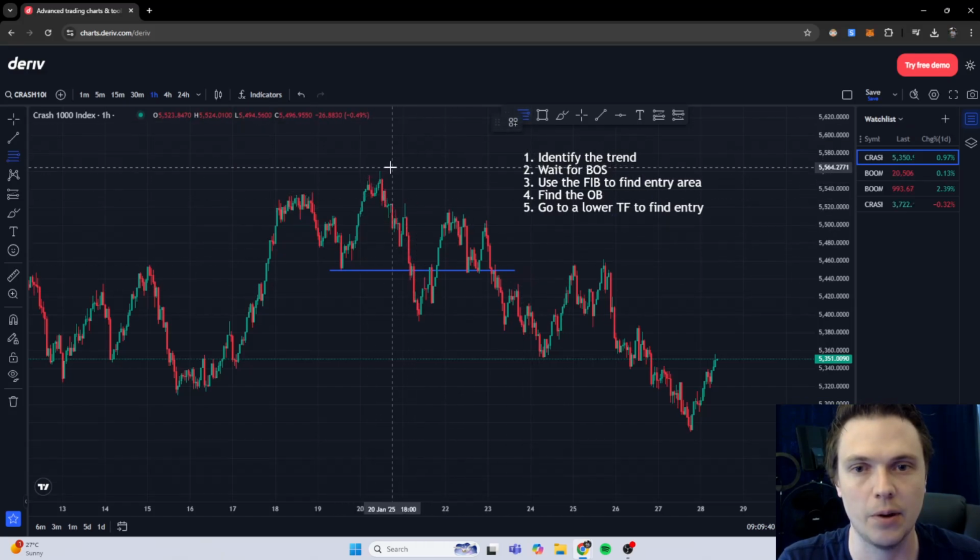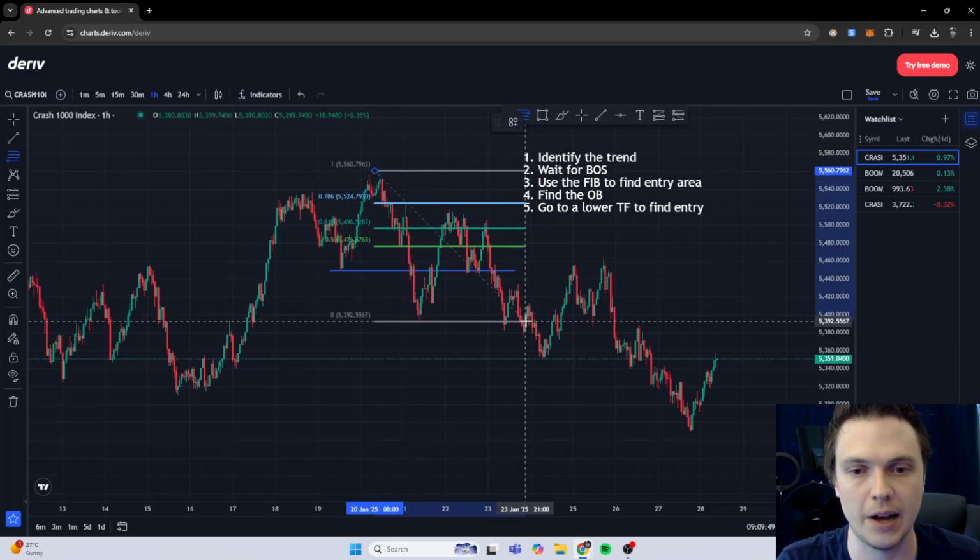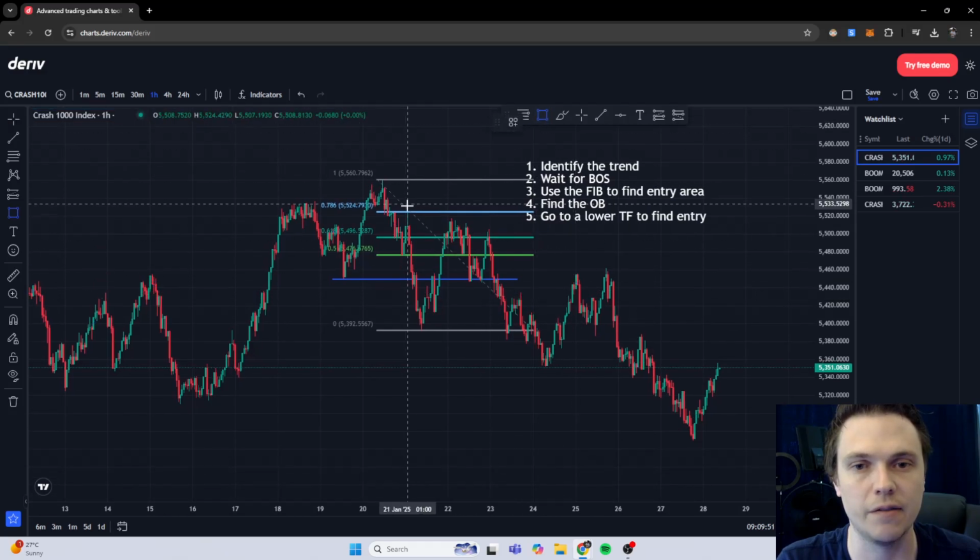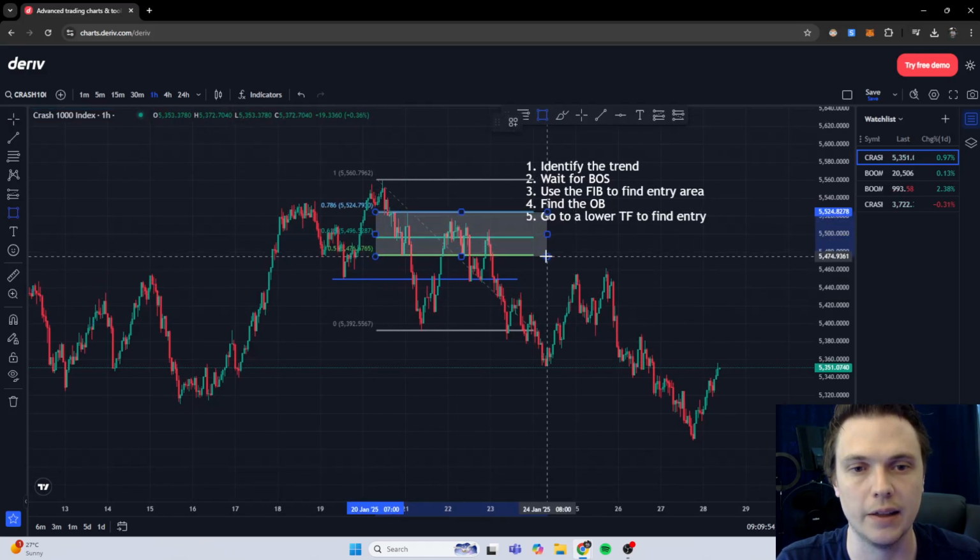So we have this movement down. We're waiting for a break of structure, just like I said. We have identified our trend, so steps 1 and 2 are completed. We're fibbing it from the high to the low. Now we're looking for an order block in the 50 to 78 area.